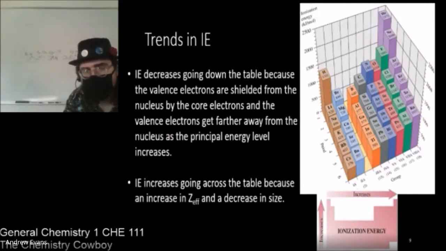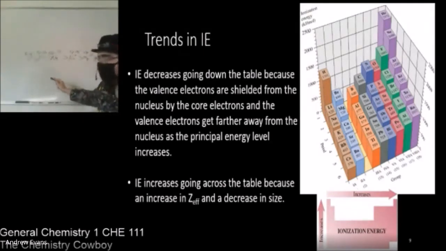Now, as we go down the table, Z effective may go up, but the size of the atom goes up significantly. As we're getting further and further away from the nucleus, we're going from 1s to 2s, 2s to 3s, 3s to 4s. We're getting further away from that positive attractive force. We can pull them away that much better.